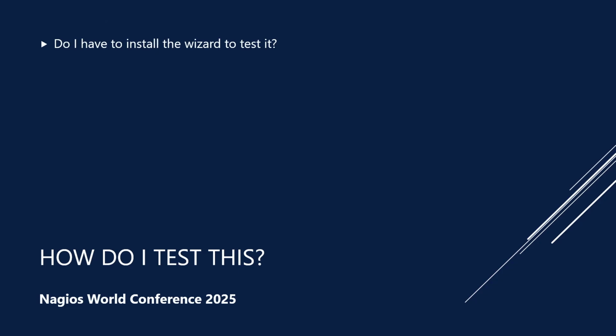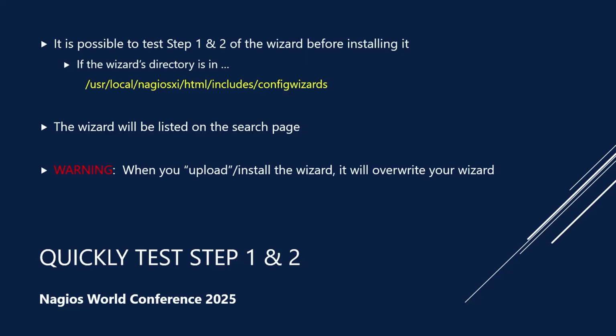Do you actually have to install the wizard to test it? No. You do not have to zip it up and install it. As long as you have your directory in the config wizards directory, you can search for your wizard, find it, and run it right through XI. Once you're ready to actually try applying it, those final steps, then you'll want to zip it up, upload it, and install it.